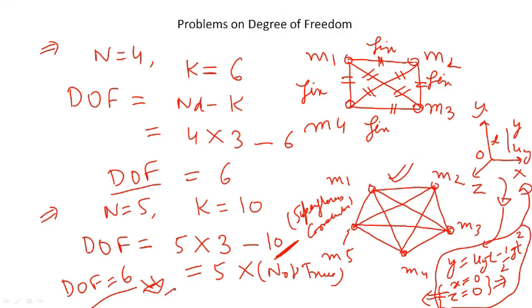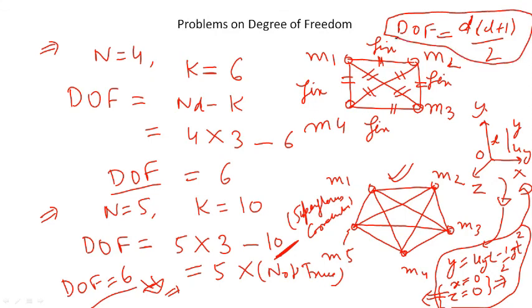6. Right? So you have to always remember that if the number of particles is equal to 3 or greater than 3, then it will be considered as a rigid body system, and the degree of freedom for these cases will be given by the formula. Always remember, d plus 1 by 2. Right? Thank you.